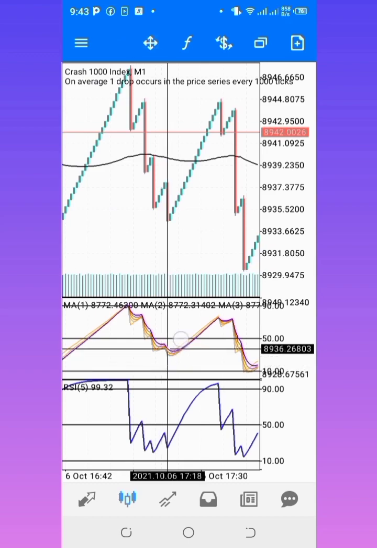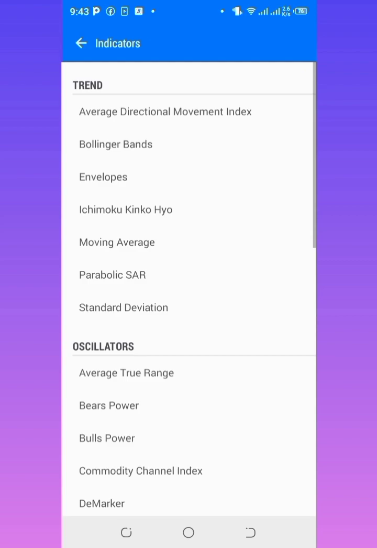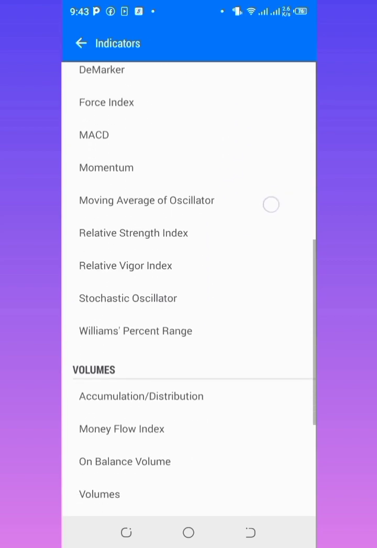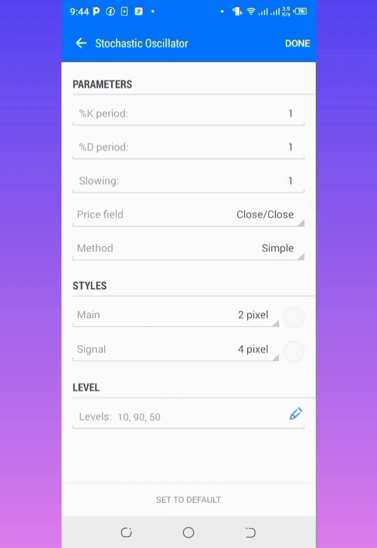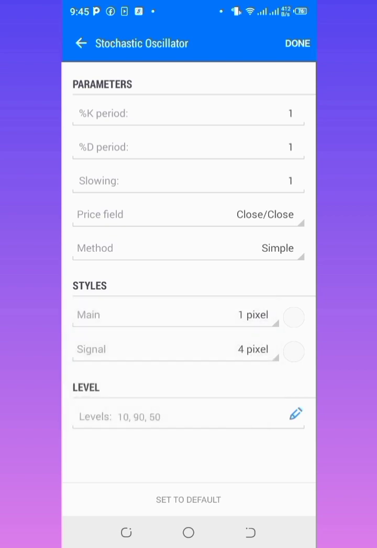So the first window, which is this range here, is the stochastic oscillator. In order to add a stochastic oscillator, you have to click on this main chart, this plus sign. Once you click on it, you scroll down to oscillator. You click on oscillator. These are the parameters. I have the K period 1, D period 1, slowing is 1. The price field is close/close. Method is simple. Main is 1 pixel, the color is white. Signal is 1 pixel, the color is white.